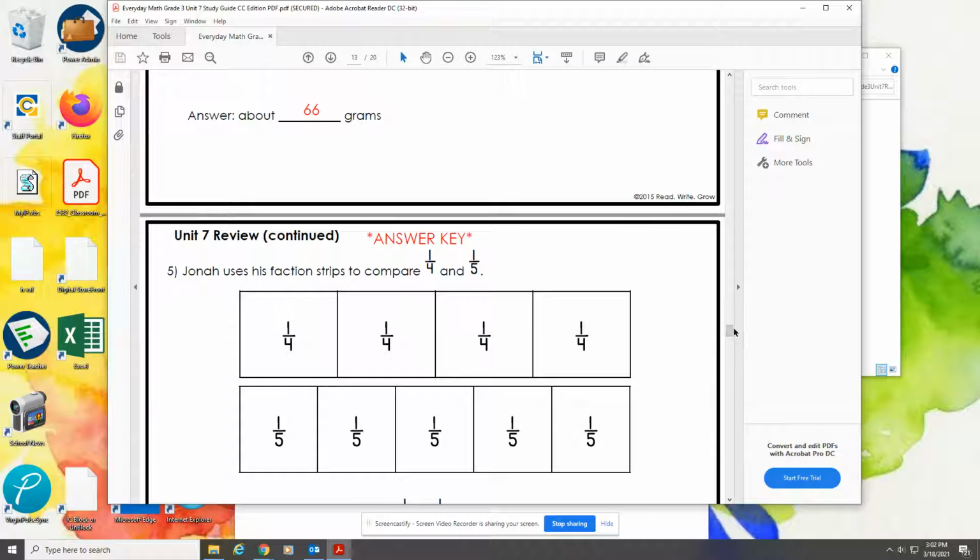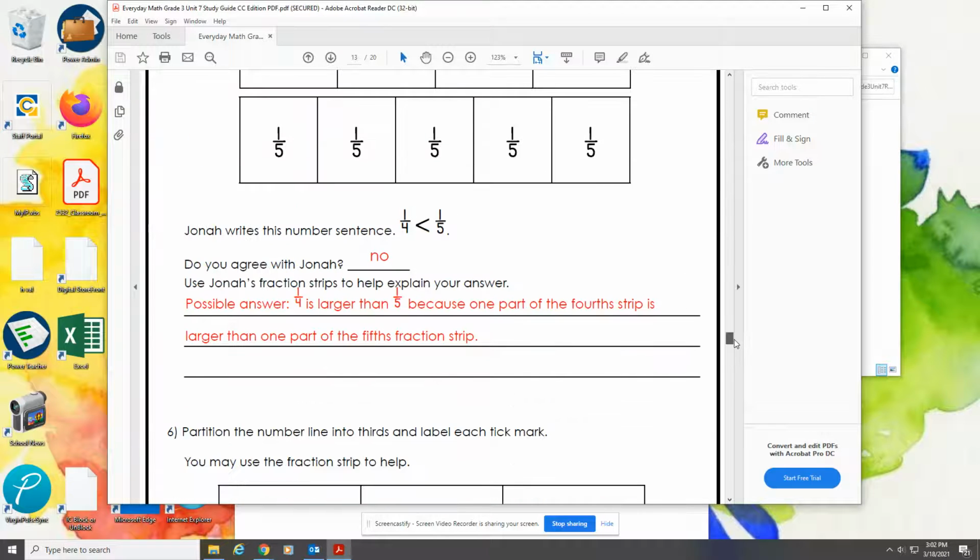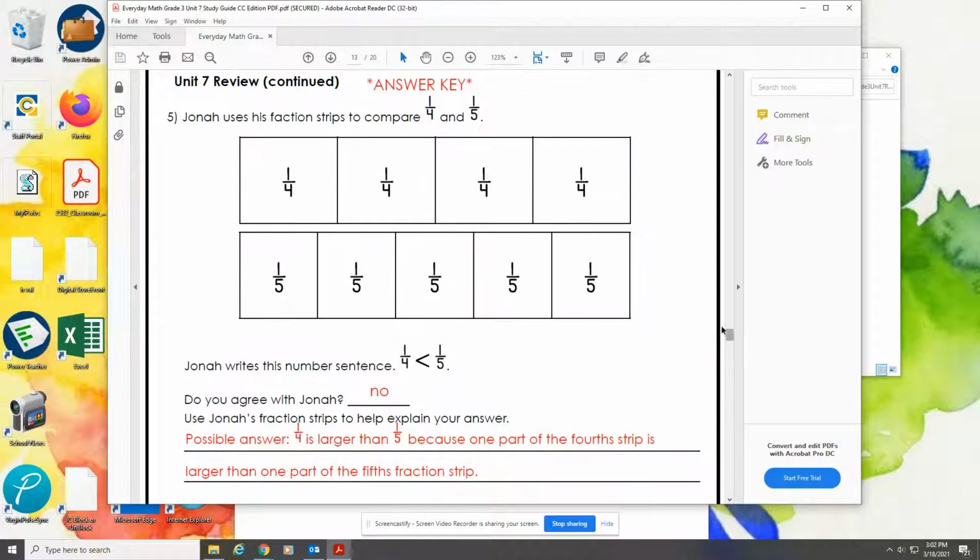Jonah uses his fraction strips to compare 1/4 and 1/5. So I could color in 1/4, color in 1/5. He writes this number sentence: 1/4 is less than 1/5. Do you agree with Jonah? And I would say, no, I don't agree with Jonah. If I look here, 1/4 is actually greater than 1/5.